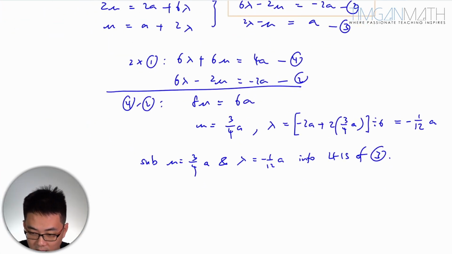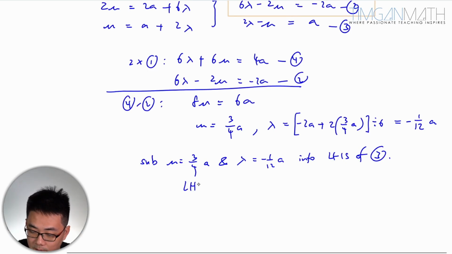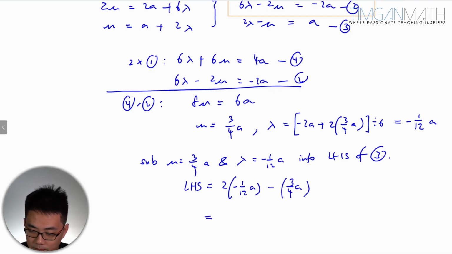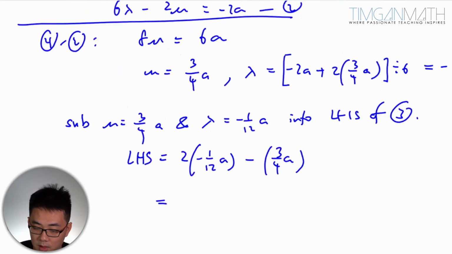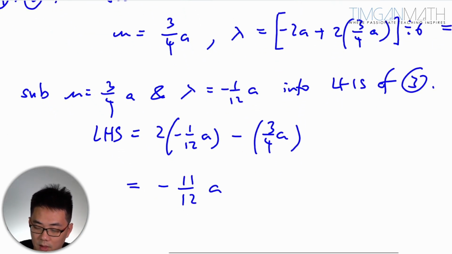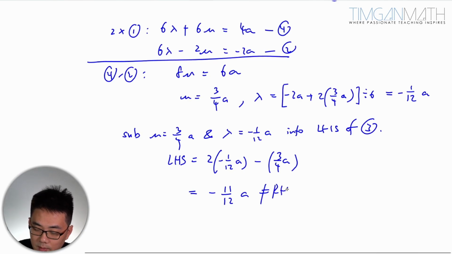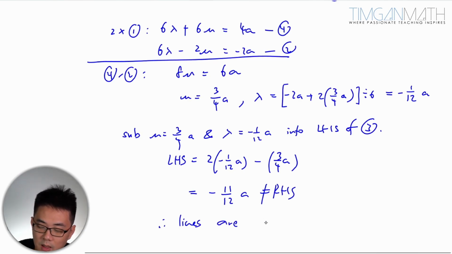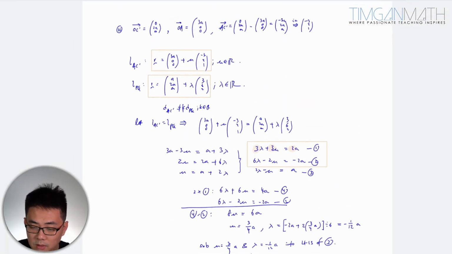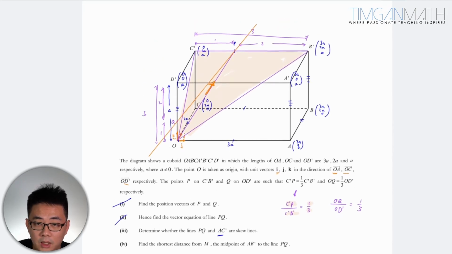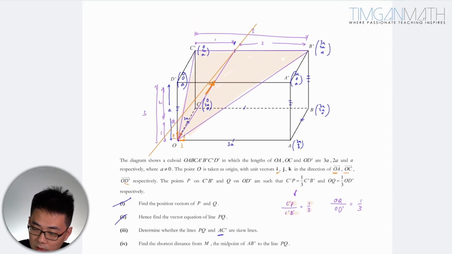They are skew. So the left hand side would just be 2 minus half a minus 3 over 4a, which will give us negative 11 over 12a. That is not equal to the right hand side, hence the lines are skew. That's part 2. Meaning they don't intersect, it's actually slightly below. It's not intersecting. That's how you do this question.